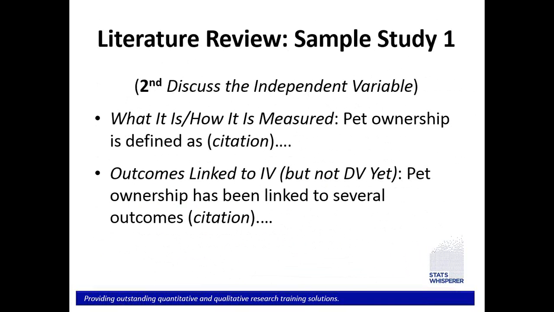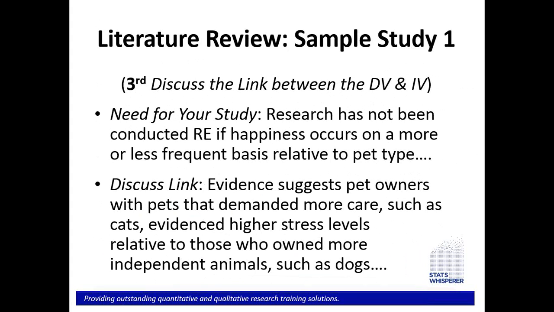Then we talk about the outcomes linked to pet ownership, right? But not the dependent variable yet, right? So there have been many studies that have shown that pet ownership and hugging pets every day leads to elevated mood, right? So things of that ilk might be discussed, but not the dependent variable, okay? But many outcomes, and what it's been linked to and how it's measured, that'll provide plenty of things to write about there.